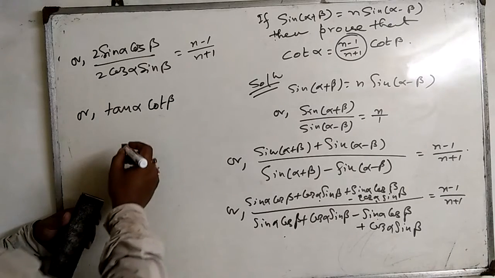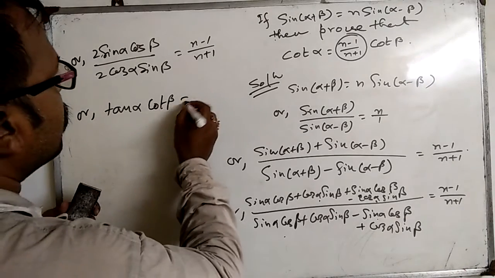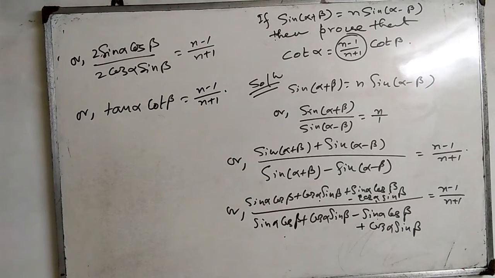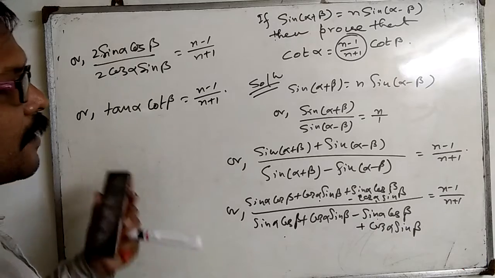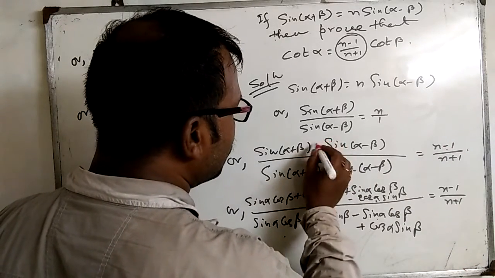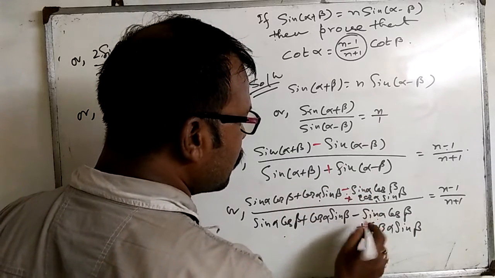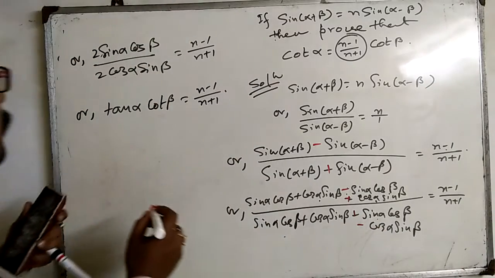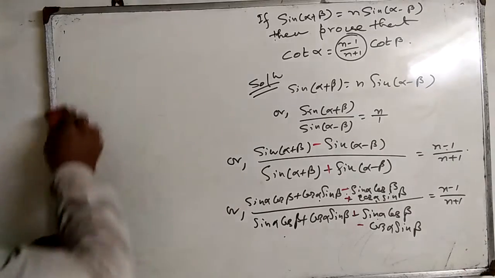We can write that. So that will be n minus 1 by n plus 1. I just made a simple mistake with the signs: that will be minus, so that will be plus, and this is minus, this is plus. I just made a mistake, please sorry for that mistake.